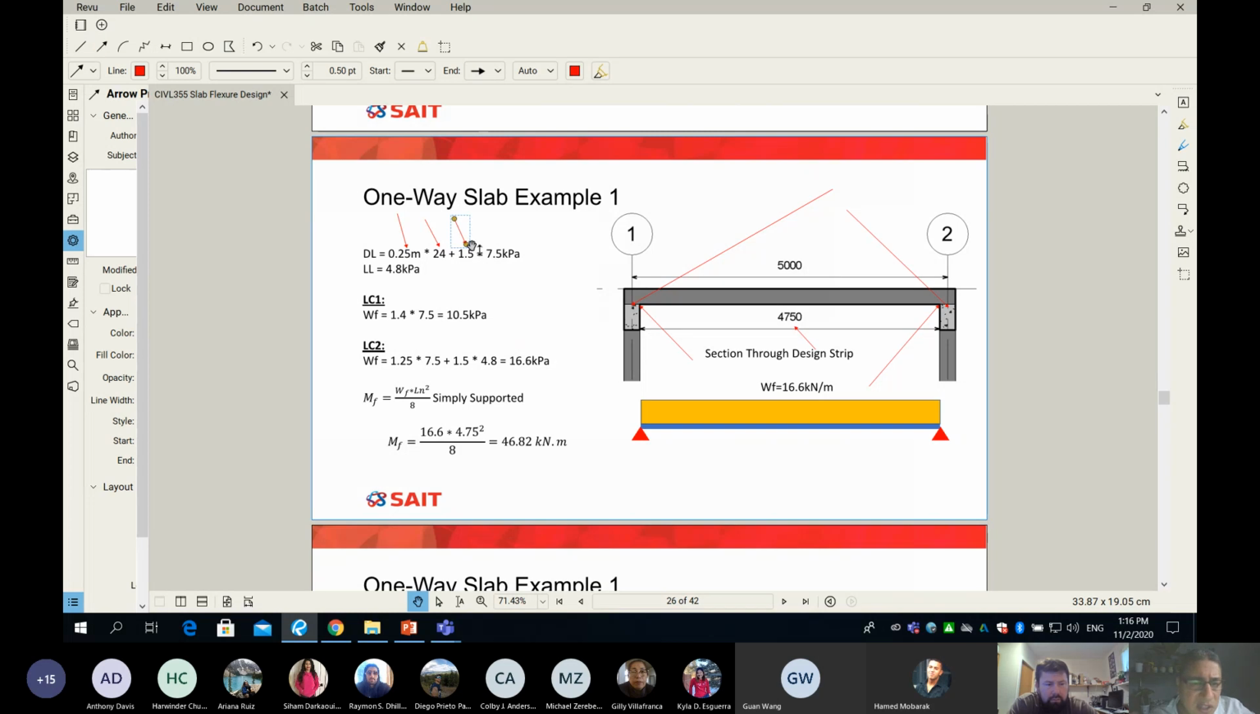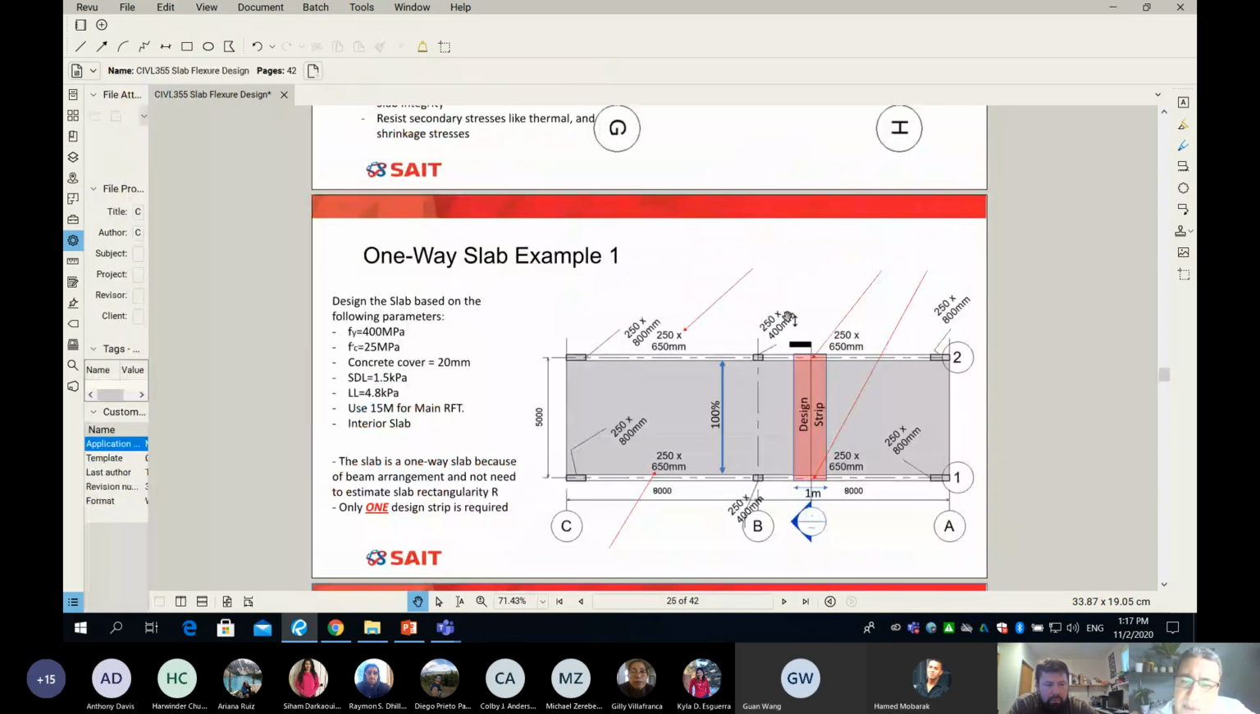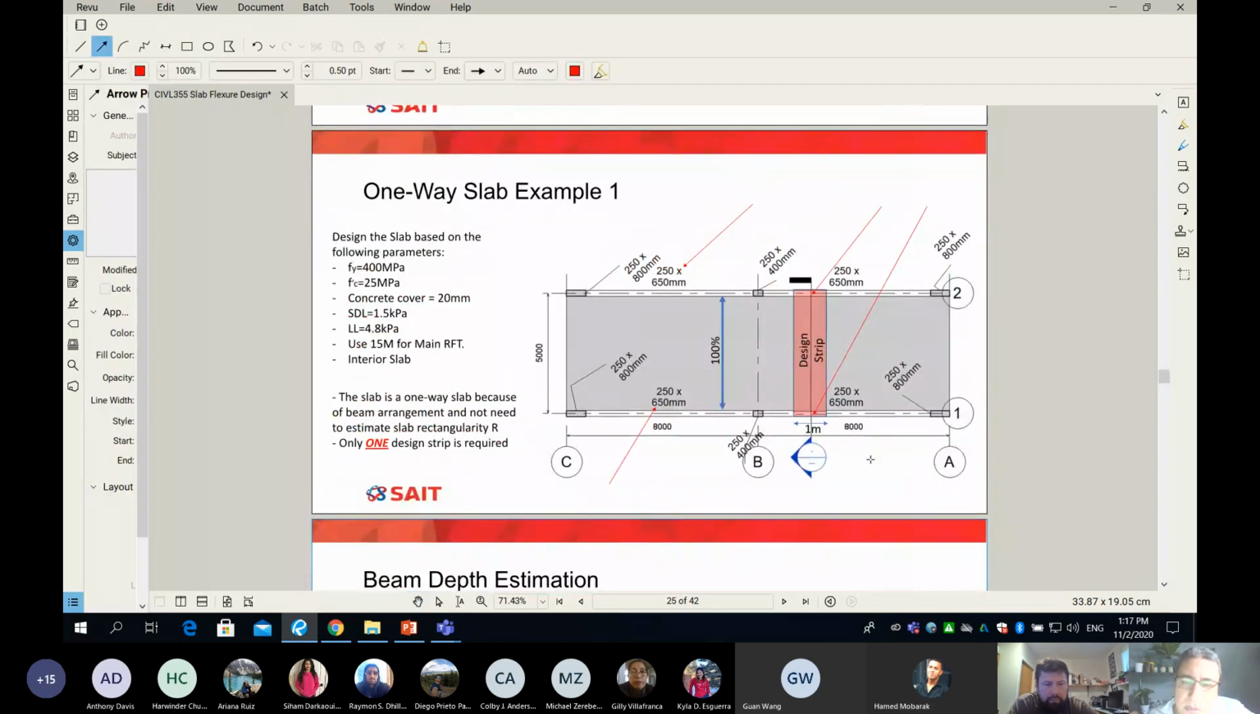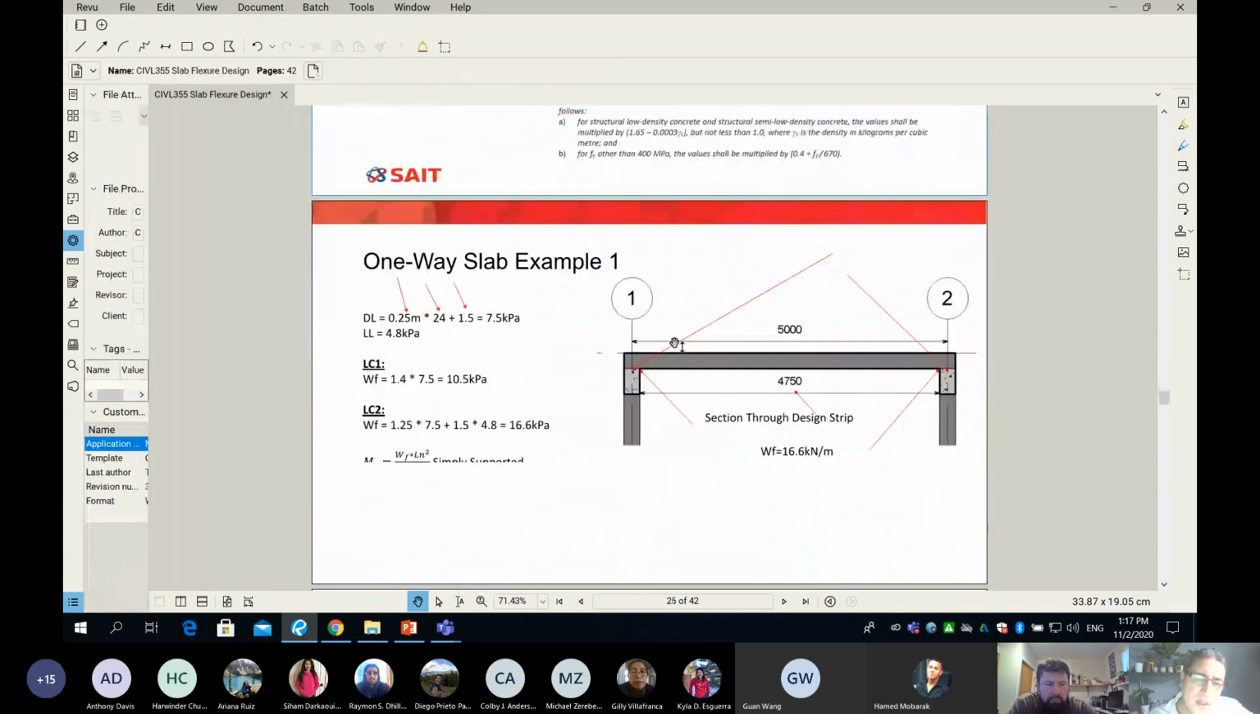Guys, look at this place. You can see I did not multiply the total number by a trib width. Actually, I did, because the trib width is only 1 meter, which is neutral. If you multiply anything by 1 meter, you'll get the same number. Why is that? Because look at the plan view. My design strip width is always 1 meter.